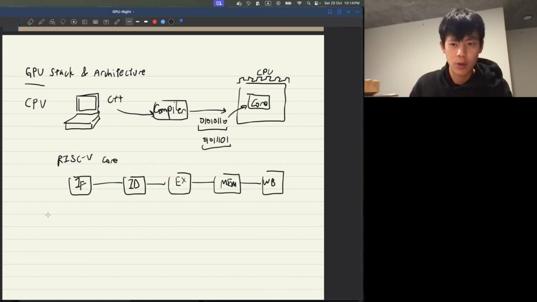But let's just suppose we have some instruction, 00011011, for example. The instruction fetch stage is exactly what it sounds like in English: it is fetching the instruction from somewhere. When the compiler compiles this C++ program into bits, these bits must be stored somewhere, and usually they are stored in memory.